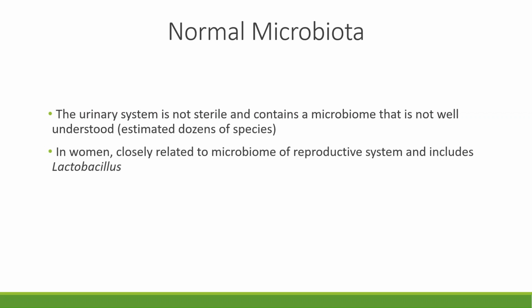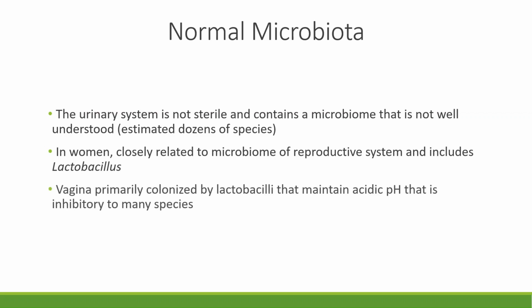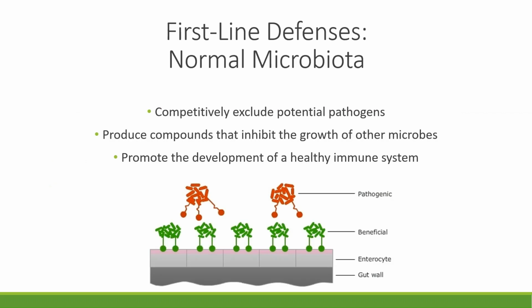In women, this microbiome is closely related to the reproductive system and includes, in particular, lactobacillus. The vagina is primarily colonized by lactobacilli, and as we know, they are really good at fermenting and making lactic acid, amongst some other acids, and that helps maintain an acidic pH, which is inhibitory to many microbial species. We saw that when we looked at the skin, for example.